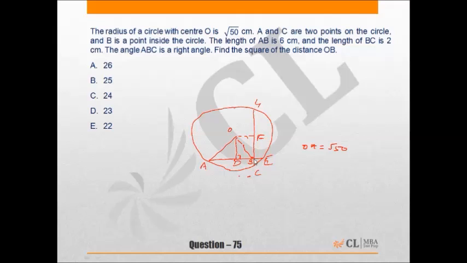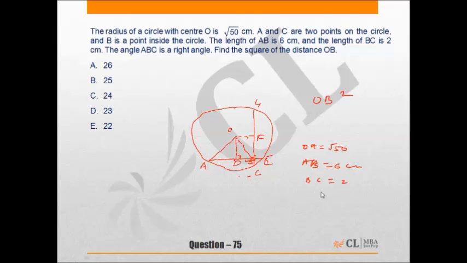B is a point inside the circle. This is the position of B. The length of AB is 6 centimeter, and BC is 2 centimeter. The angle ABC is a right angle, which means this is a right angle. Find the square of the distance OB. We have to find OB square.